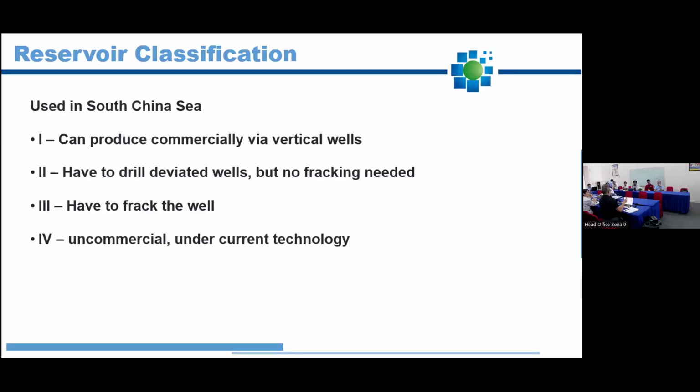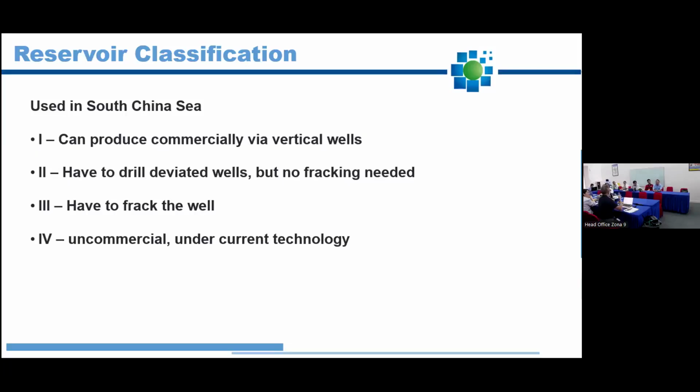As long as you have a long section of reservoir, you will get good enough production rates. The third one is a reservoir where you have oil in it, but you have to frack the well. Otherwise, you will not be able to develop it. The fourth one is uncommercial with the current technology.